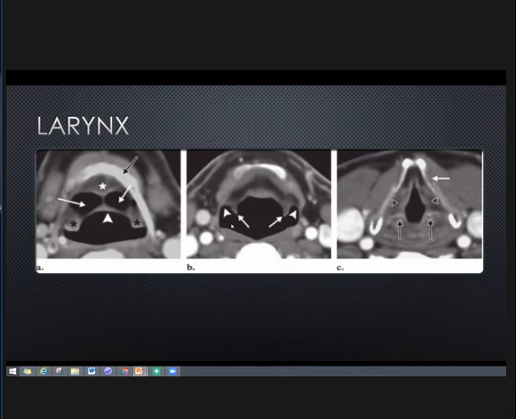Here in the second image, the arrows show the two aryepiglottic folds, while the arrowhead shows the piriform sinuses. In the third image, the arrowhead shows the false vocal cords, while the black arrow shows the arytenoid cartilage, while the white arrow shows the thyroid cartilage.